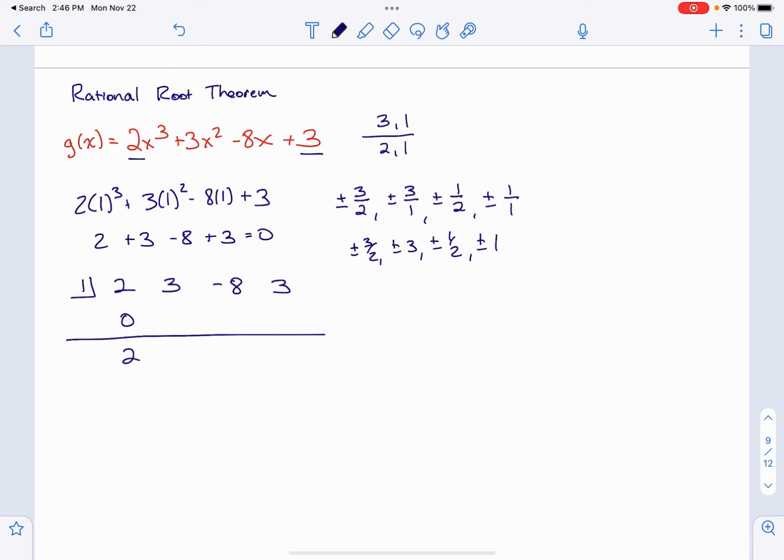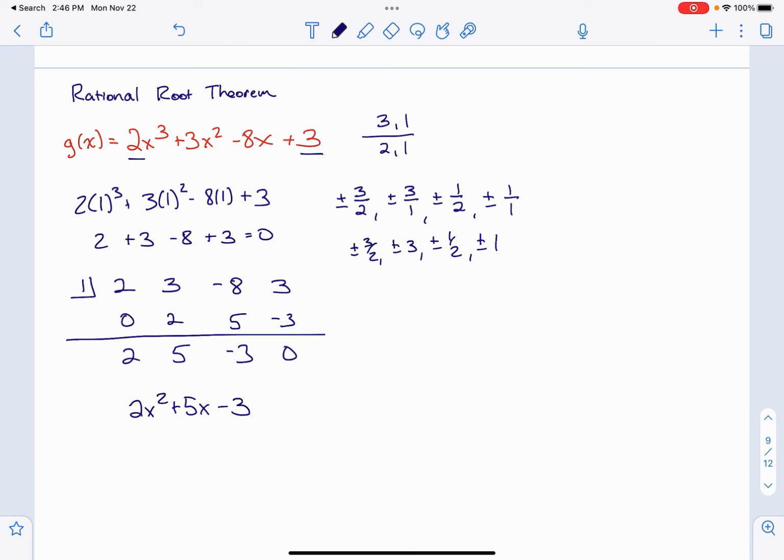Bring down the 2, multiply by 1, get a 2. 3 plus 2 is 5, times 1 is 5. Negative 8 plus 5 is negative 3, times 1 is negative 3. 3 plus negative 3 is 0. That's expected. We were hoping that it would be a root, and we didn't make a mistake. So what we have left is the polynomial 2x squared plus 5x minus 3.